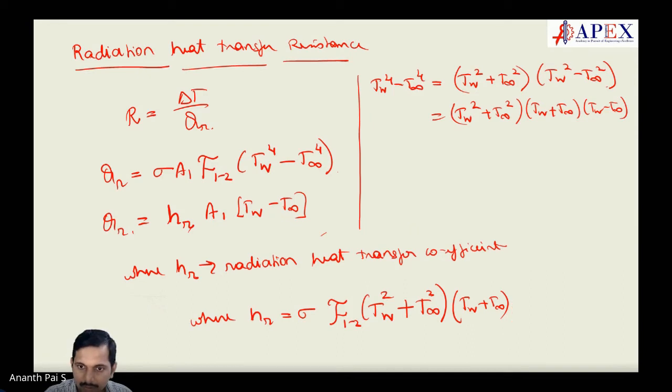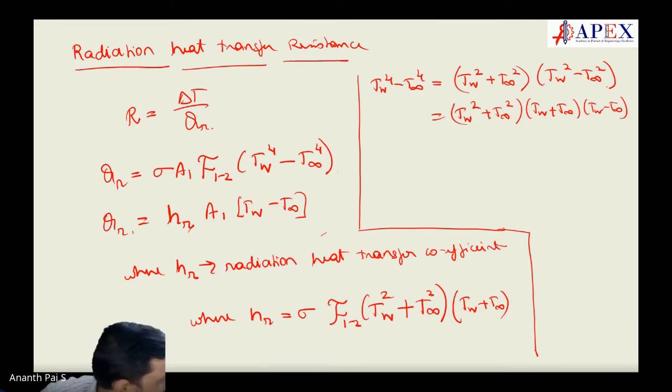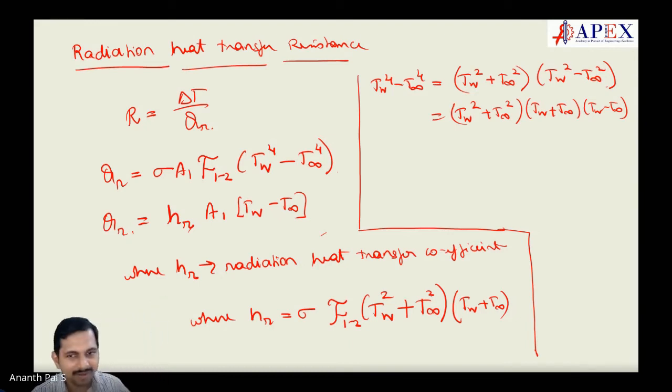Agatya has saved my embarrassment later on. Fine, now it's clear. So HR is this TW square plus T infinity square, TW plus T. Sometimes too much of confidence is bad. Not confidence, overlooking. This is overlooking. Oversight.